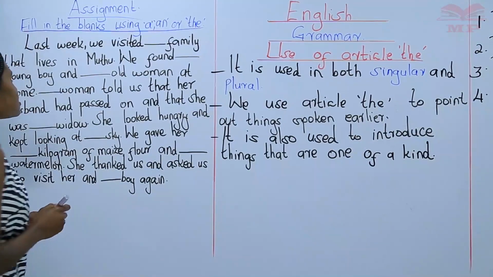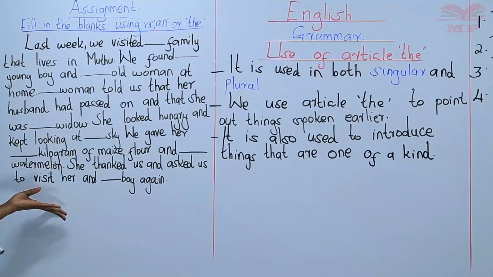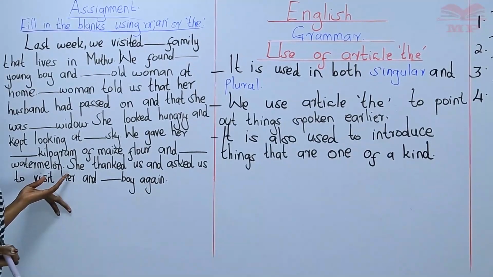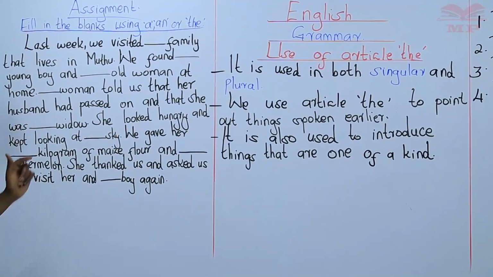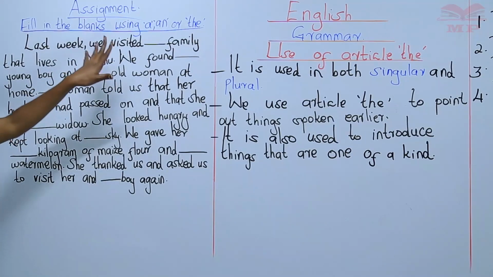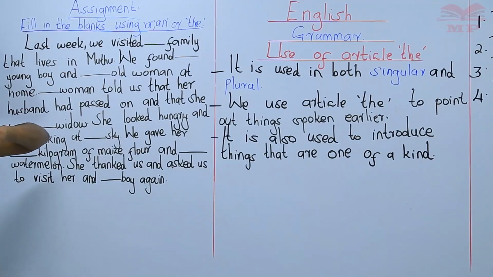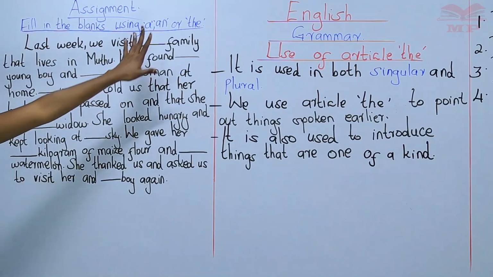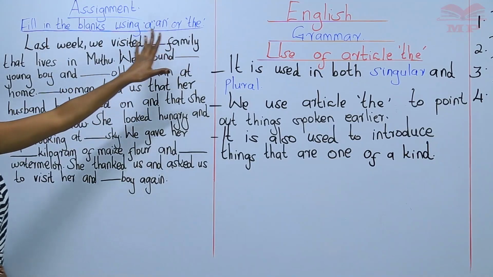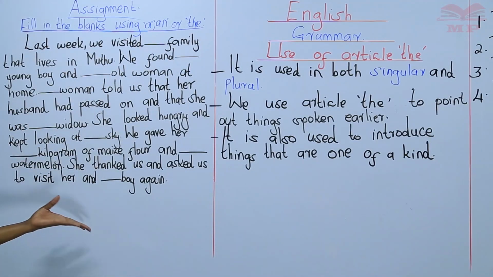Now the assignment is here. You are going to copy this. It's like a story, but you're supposed to fill in the blank spaces. Now fill in the blanks using a, an, or the. You are either going to use a, an, or the to fill in the blank spaces within the assignment.